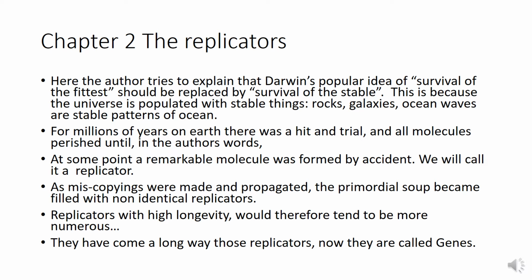For millions of years on Earth there was heat and trial, and all molecules perished until, in the author's words, at some point a remarkable molecule was formed by accident. We'll call it a replicator. As miscopyings were made and propagated, the primordial soup became filled with non-identical replicators. Replicators with high longevity would therefore tend to be more numerous. They have come a long way, those replicators. Now they are called the genes.